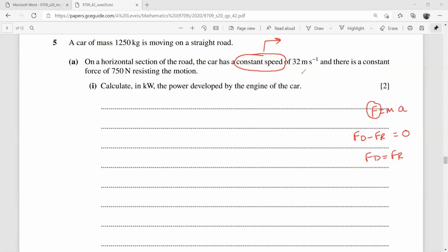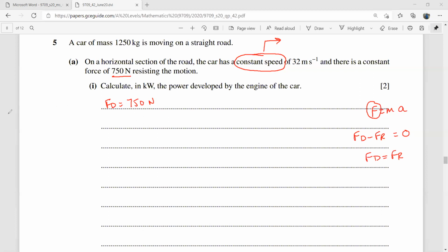Okay, so there is a constant force of 750 newtons. That is the resisting force, resisting the motion. So we can say that our driving force is also going to be 750 newtons because of that constant speed given to us. Now it says calculate in kilowatts the power developed by the engine of the car.